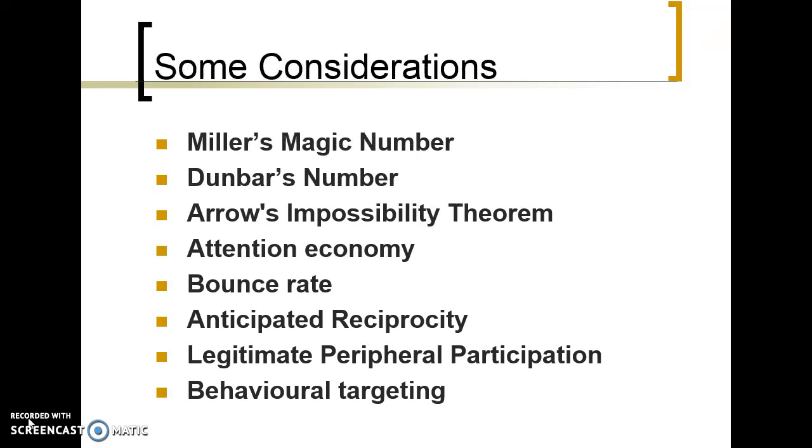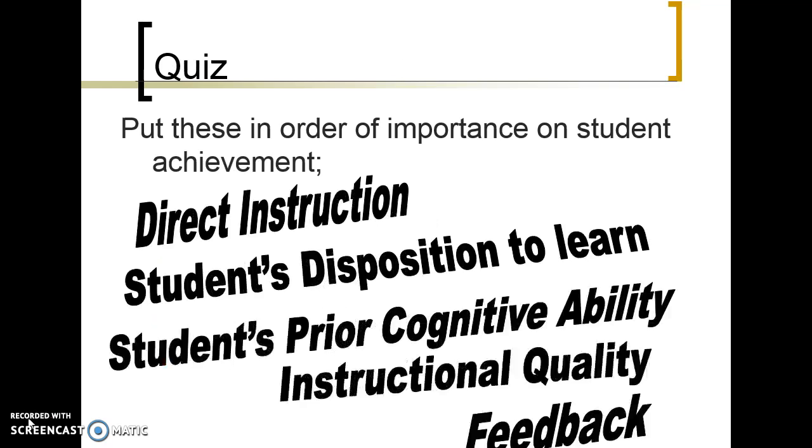Things always to think about from my mind and worth looking up for you are Miller's magic number, Dunbar's number, Arrow's impossibility theorem, attention economy, bounce rate, anticipated reciprocity, legitimate peripheral participation, and behavioral targeting.